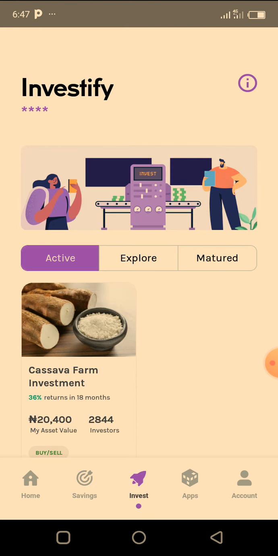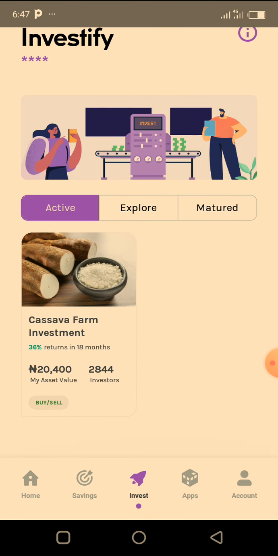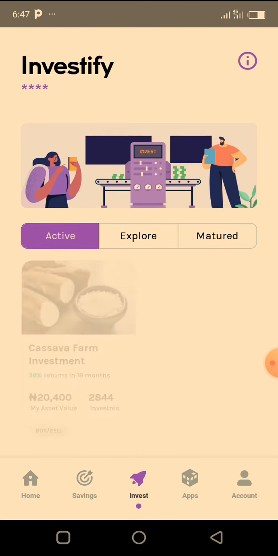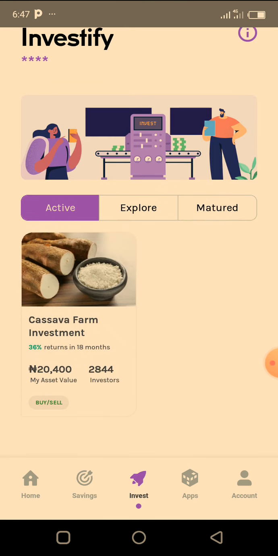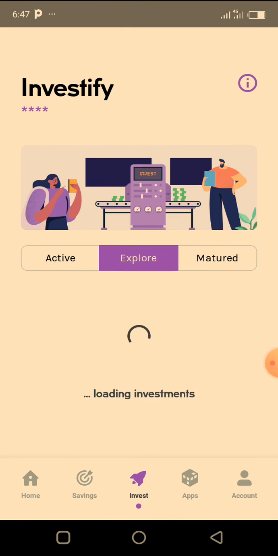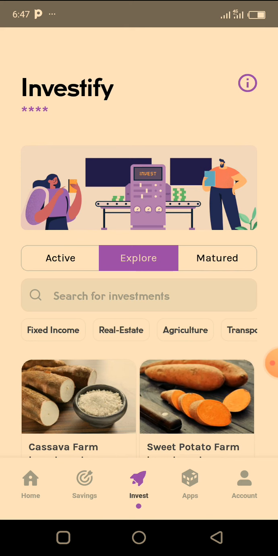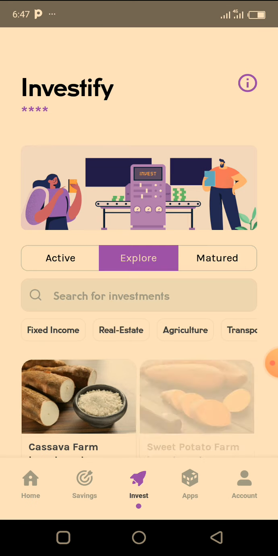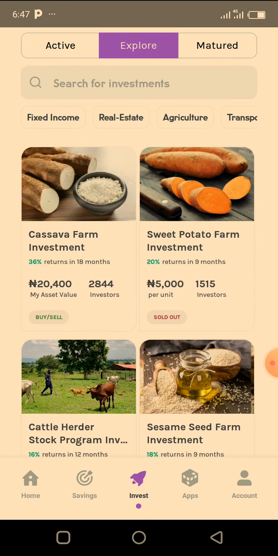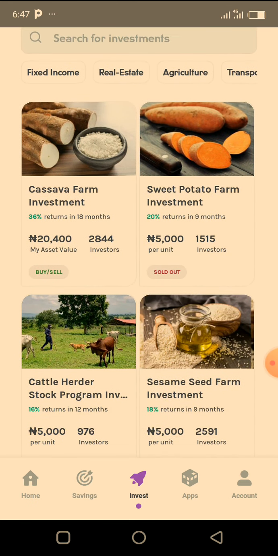Yes, since I started using Piggyverse for a year or more now, I have not seen investment here. I've never seen this investment open before. This time you click investment, because I've invested, it's coming to active investment. It comes actually to explore. So this place, you see different investments. Look at all these investments. You see what you see here, sold out.